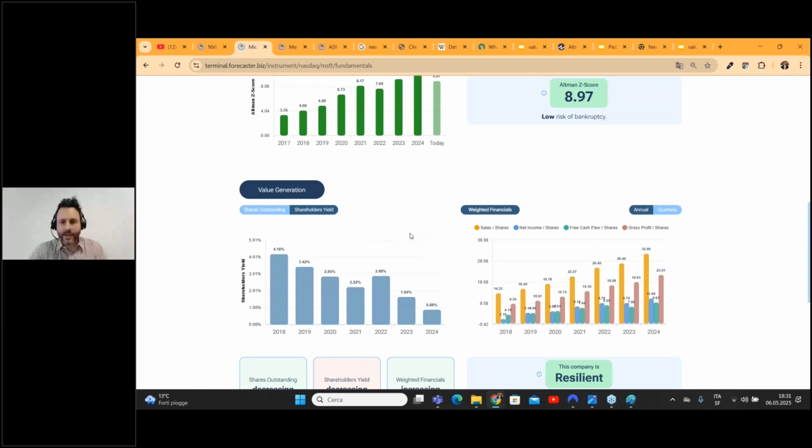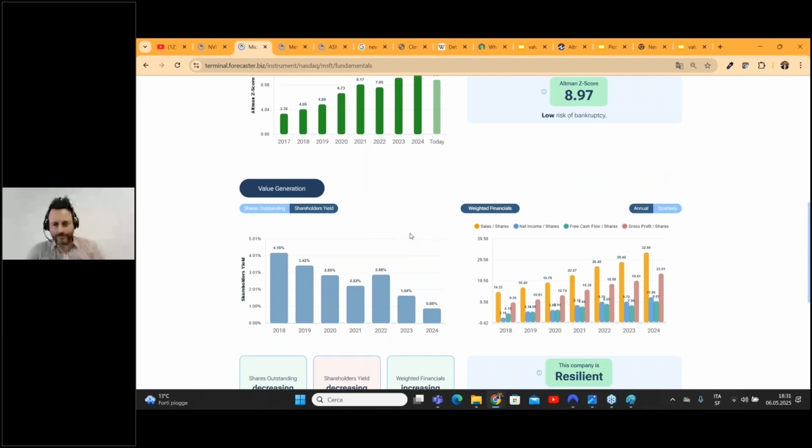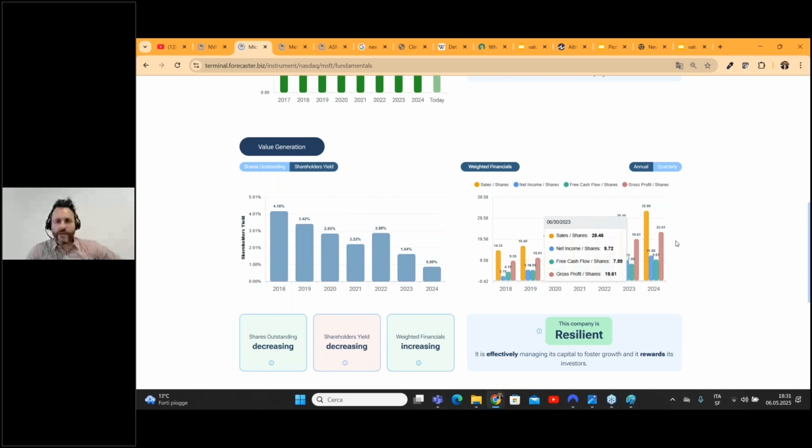Okay, here on the right we have the weighted financials, which are very interesting numbers, because you have the sales compared to the number of shares, the net income compared to the number of shares, the free cash flow compared to the number of shares, and the gross profit. Like in this case, all these numbers are growing.